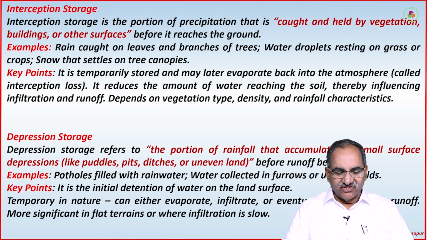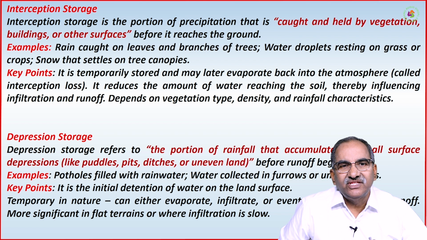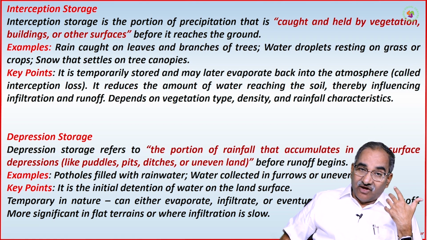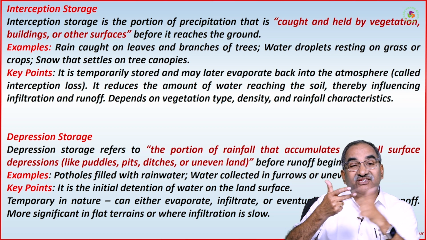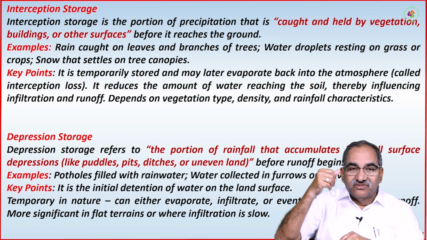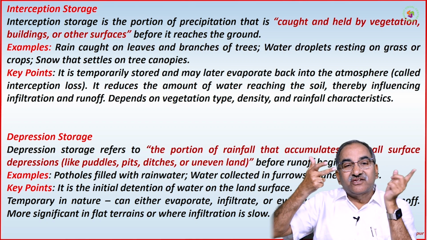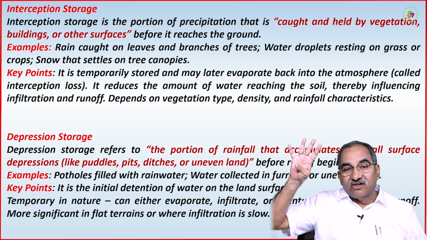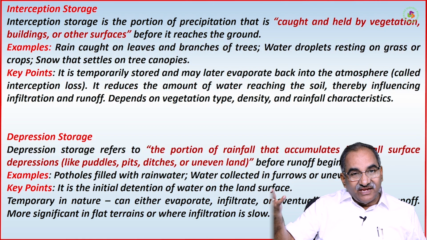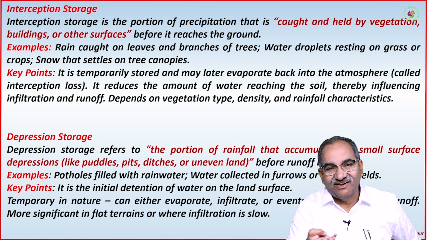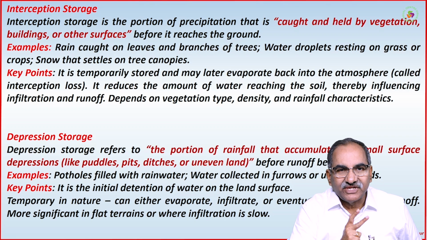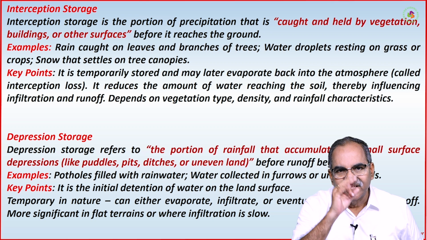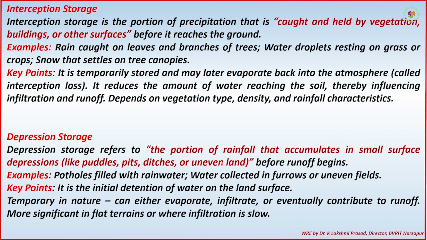The initial abstractions are also losses, but they are apart from evaporation, evapotranspiration, transpiration and infiltration. Those are the main losses. Apart from those main losses, these are all basically the initial losses we call them. These losses are interception storage, depression storage and watershed leakage. These are the three other things, so we will have a look at these three points.